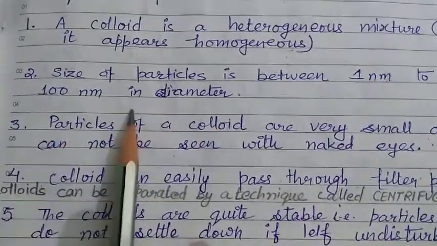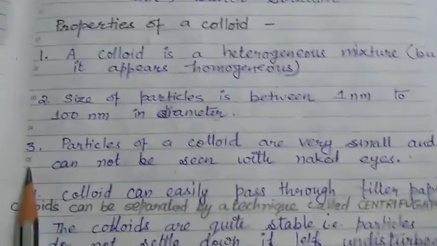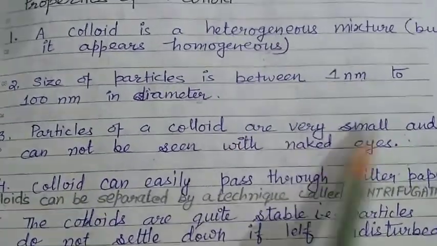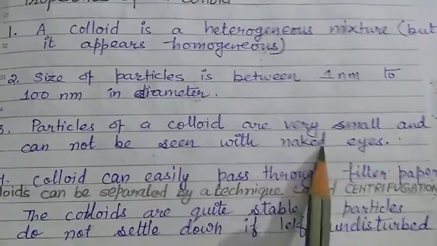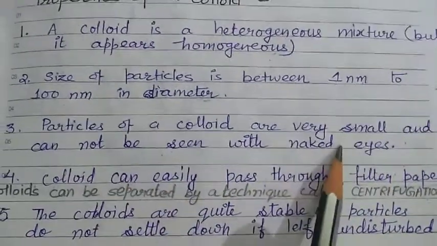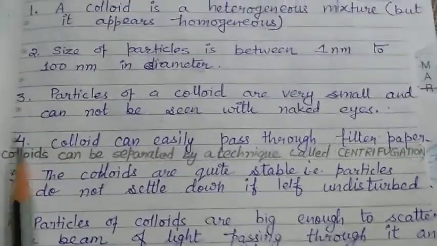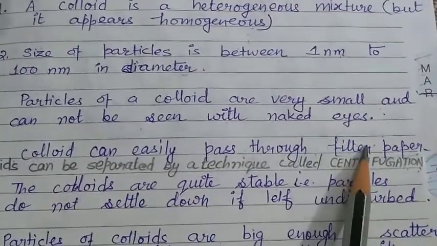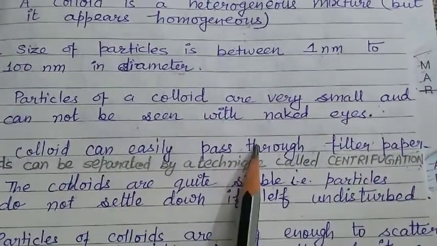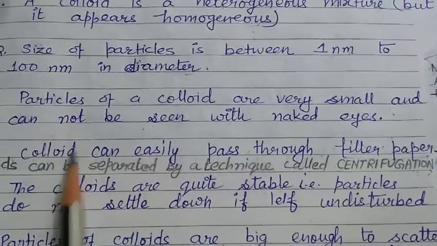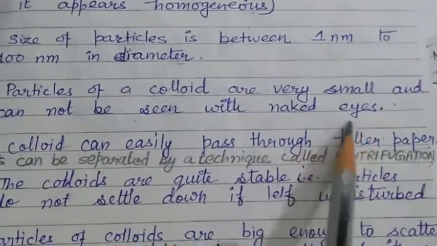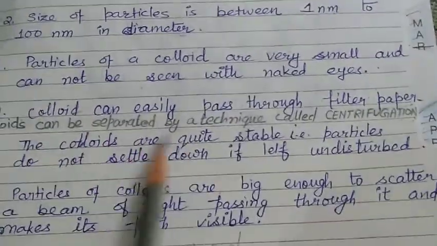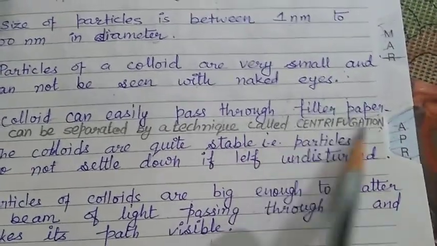Second point is particle size is between 1 nanometer to 100 nanometer in diameter. Third point is particles of colloid are very small and cannot be seen even with the naked eyes. You cannot see the particles of colloid even with the microscope as well. Fourth point is colloid can easily pass through filter paper. You cannot separate the components of a colloid by a filtration process. You have to separate them by a technique called centrifugation.